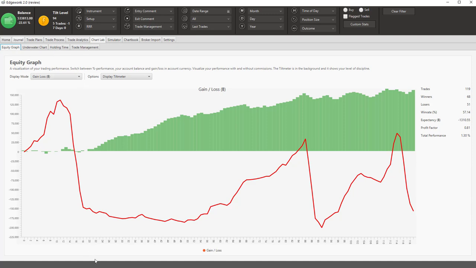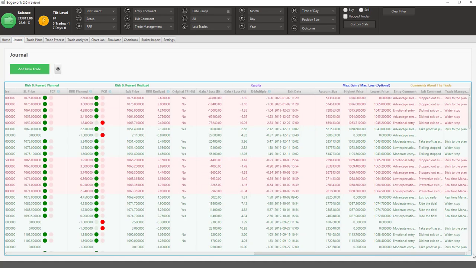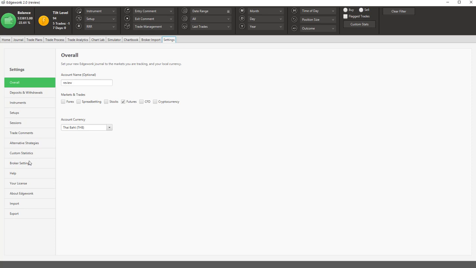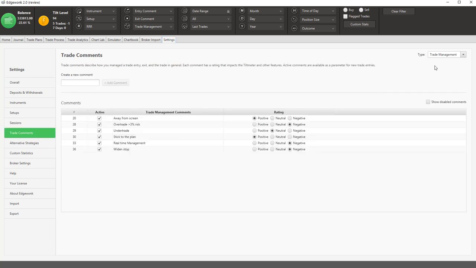So when we look at the journal, I scroll to the right, and then here you can see the entry and the exit and the trade management comments. And when we go to the settings, we can have a much better understanding of what he's inputting. So here you can switch between the different comments, and you can see he has 2 negative comments and 2 positive comments. And the negative ones are emotional entry and a low expectation, which are very interesting.